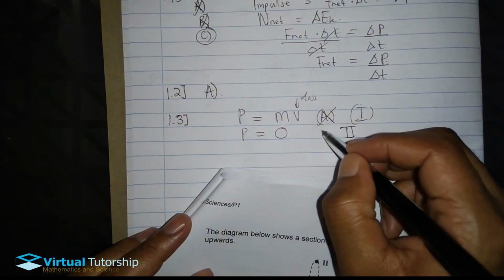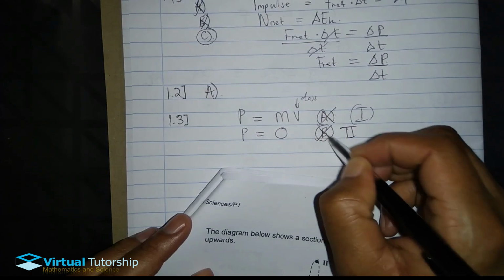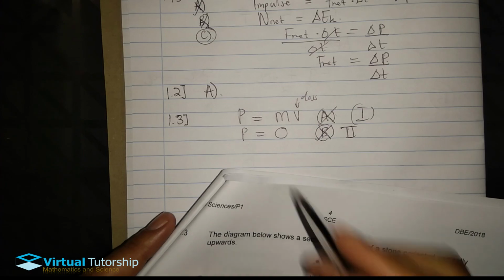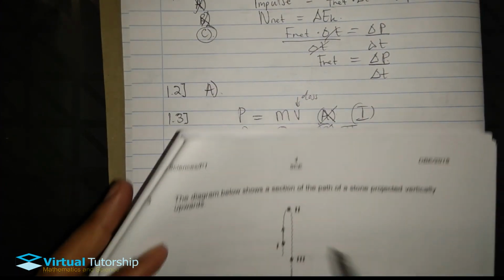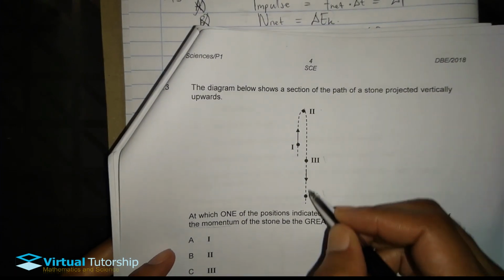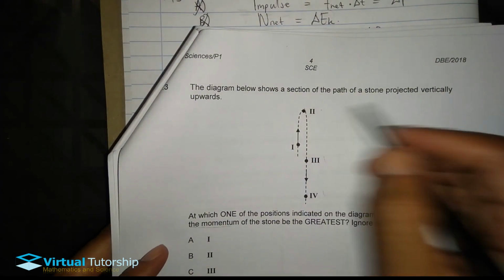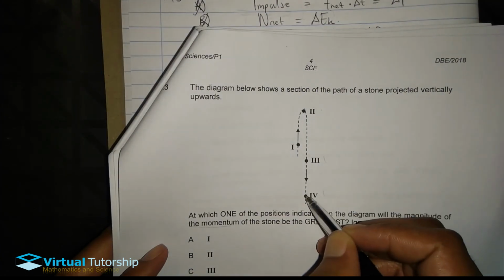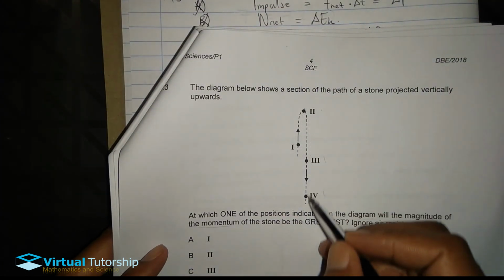So number 2 will be out. Why is it out? Because we want the highest value of momentum, and we get a zero momentum at point number 2. Now 3 and 4. Remember the projectile moves from 2 to 3 to 4. What's happening to your velocity?